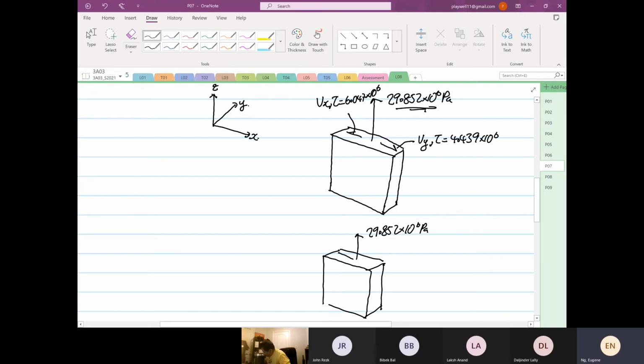But the resulting shear stress is going to be in that direction because it's equal to what? 6.047 times 10 to the power 6 minus 4.439 times 10 to the power 6. So this will be equal to 6.047 power 6 minus 4.439 power 6, which is equal to 1.608 times 10 to the power 6 Pascal.